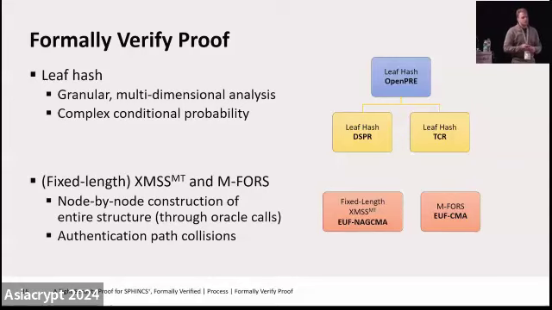The other point of difficulty occurred both in the proof for XMSS multi-tree as well as the M-FORS. In the reductions to target collision resistance for the hash function that constructs the inner nodes of the Merkle tree, we have to do a node-by-node construction of the whole structure of the schemes through oracle calls, which you then also have to maintain invariants over and reason about over this whole structure, to eventually extract one collision, one node in the authentication path, which is quite cumbersome and difficult to do.